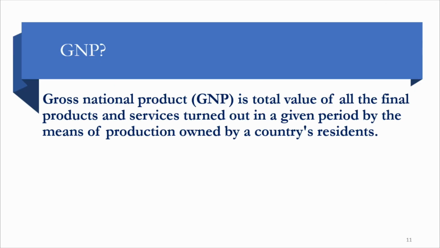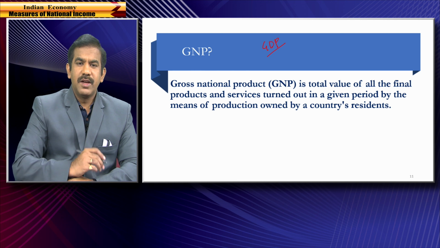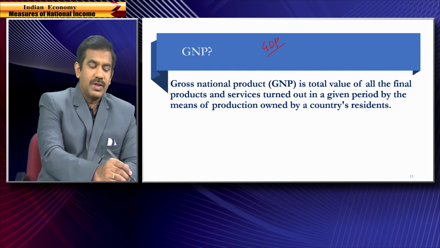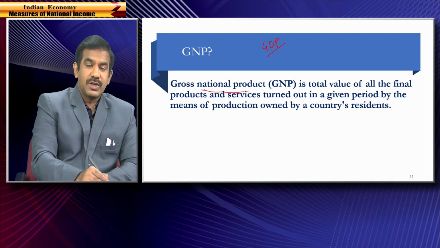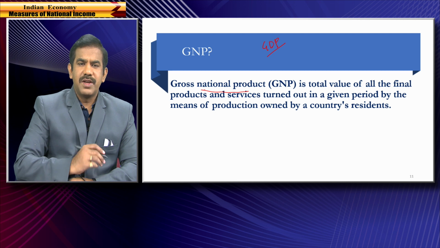Now let's look at the second important measure of national income. We have already seen GDP. GDP stands for the value of all final goods and services produced in my country. We are least bothered about who is producing it. Anything produced in my country is part of my GDP. The second important measure of national income is GNP, which stands for gross national product. National product. I think you will understand the difference between a country and a nation.